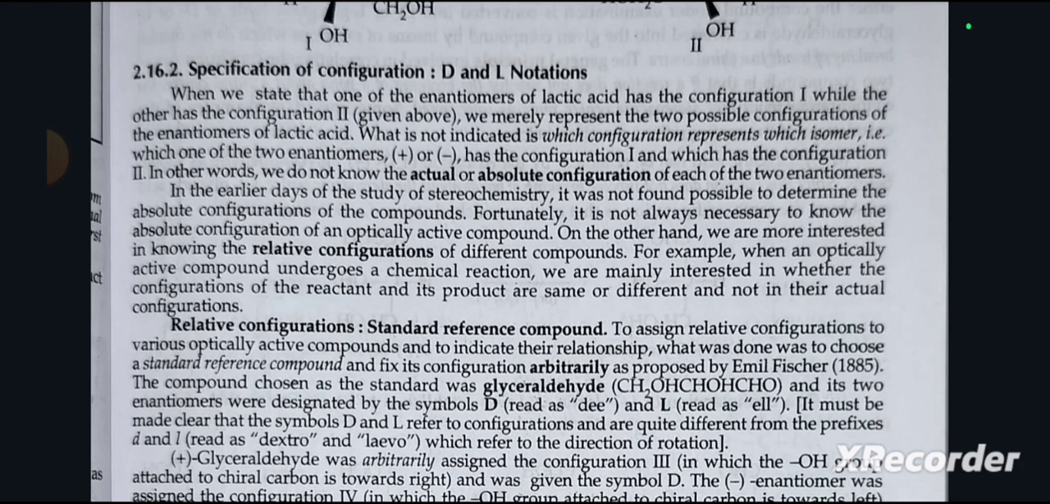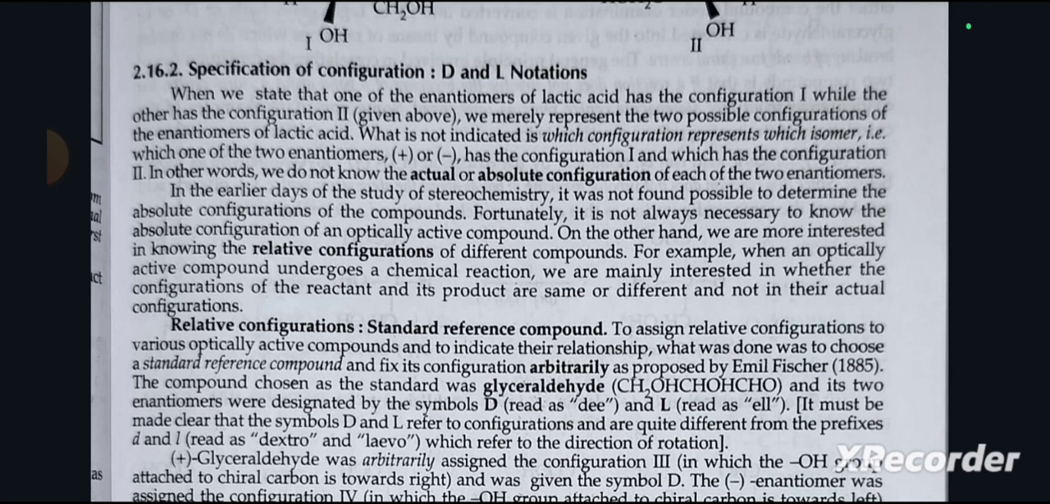What is not indicated is which configuration represents which isomer, that is, which one of the two isomers, plus and minus, has the first configuration and which has the second configuration. In other words, we do not know the exact, actual or absolute configuration of each of the two enantiomers. In the earlier days of the study of stereochemistry, it was not possible to determine the absolute configuration of a compound. Fortunately, it is not always necessary to know the absolute configuration of an optically active compound.